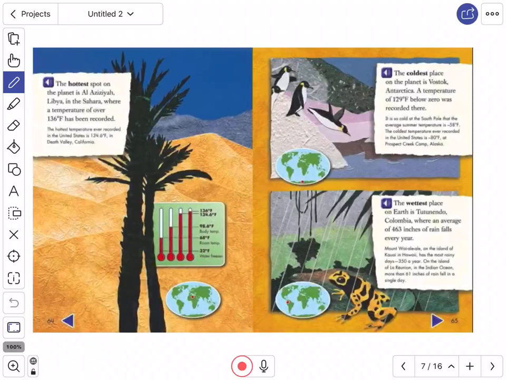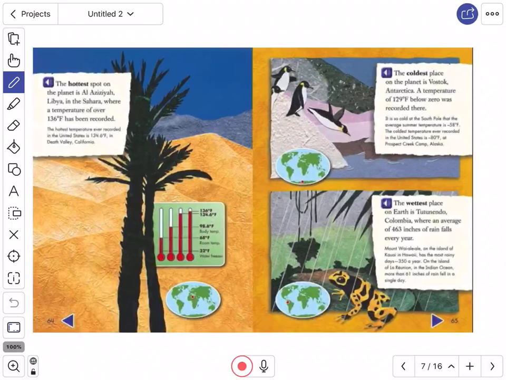The hottest spot on the planet is Al Azizia, Libya, in the Sahara, where a temperature of over 136 degrees Fahrenheit has been recorded. The hottest temperature ever recorded in the United States was 134.6 degrees Fahrenheit in Death Valley, California.